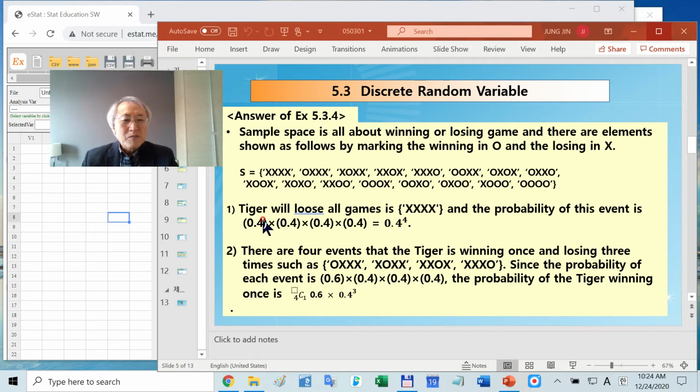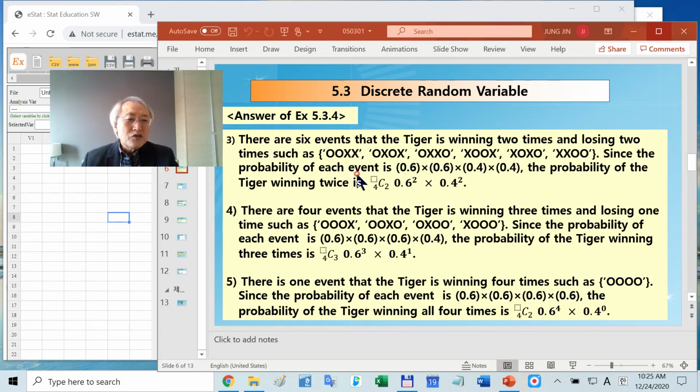Losing chance would be 0.4, but the first game and next game are independent, so we just multiply them. What about the chance of winning once? It represents this kind of event. We are looking for this probability. The probability of winning once is 0.6, losing is 0.4 cubed. And there are 4 cases, that's 4 combination 1. I mean, find the location of O. It's 4 combination 1.